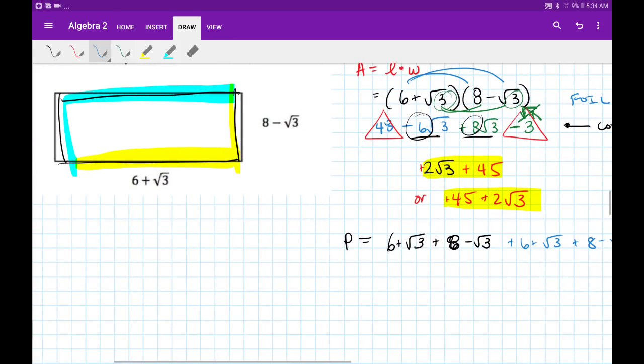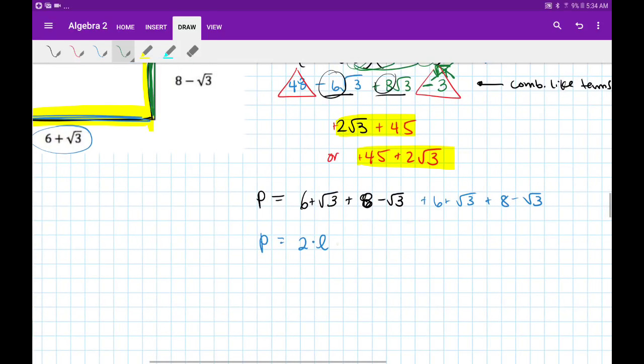The faster way of doing this perimeter problem, though, is to recognize that I have two of the same side length. So I'm going to take my length and multiply it by 2. And then I'm going to add that to my width times 2 to show both sides.